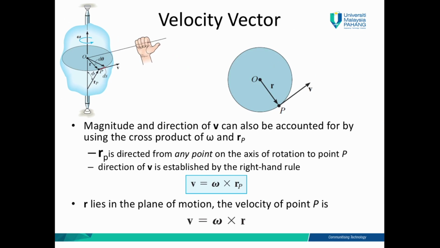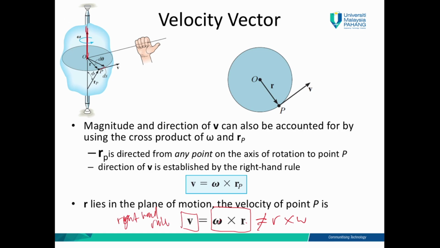And remember, with cross product you cannot just change the order as you like, meaning omega times r is not the same as r times omega. So please remember this. Why? Because to find the direction of v, you need to use the right hand rule, from the direction of omega to r.